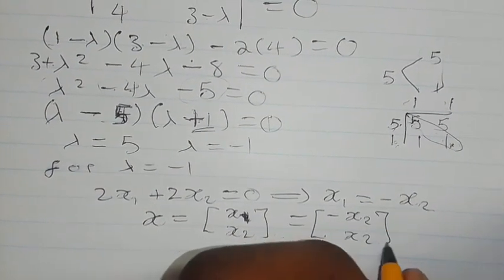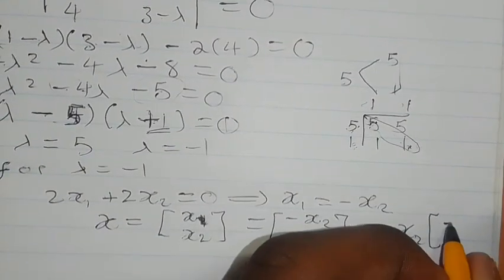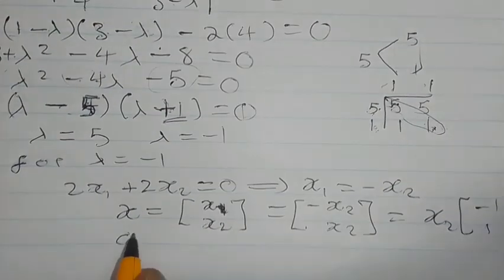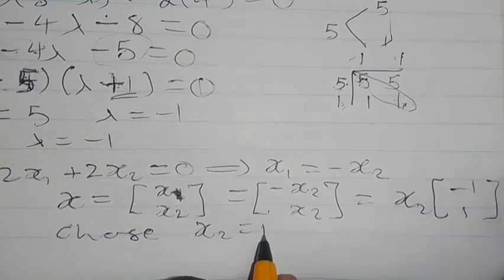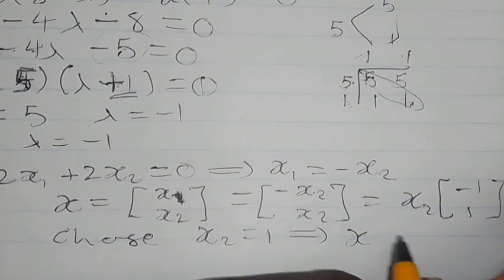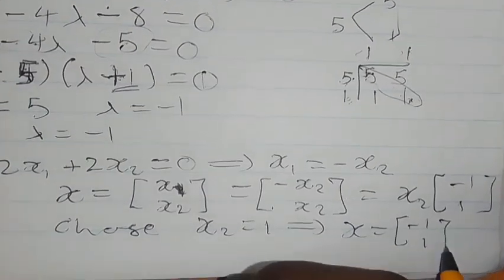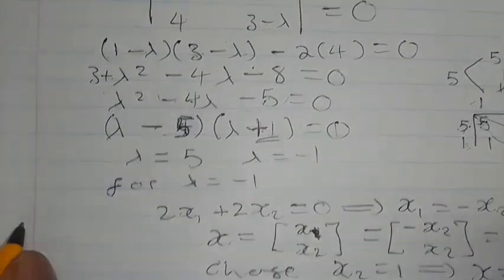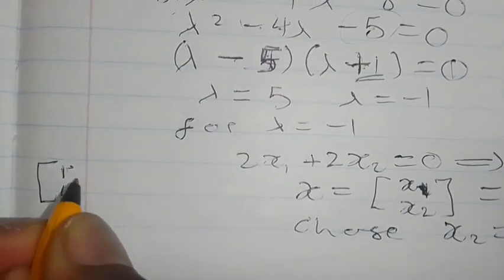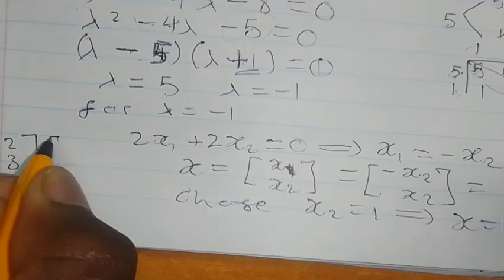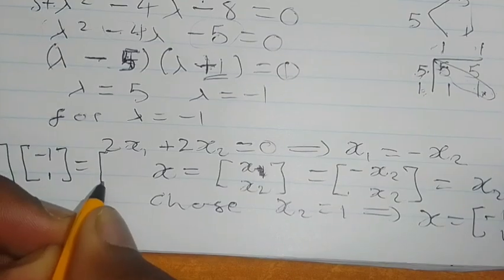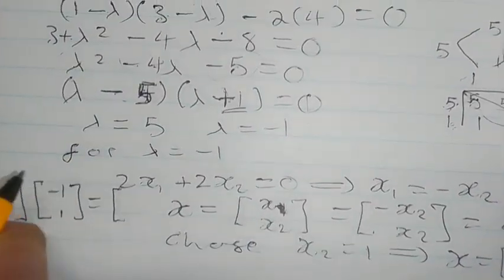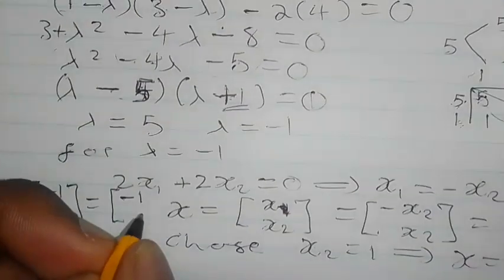And then we have x2, and we can factor out x2, and when we do that, we get x2 times minus 1 and 1, like that. So if we choose x2 equals 1, then we get that x is minus 1 and 1. So what this implies is that for the matrix with rows 1, 4 and 2, 3, we have the eigenvector minus 1 and 1 for the eigenvalue of minus 1, which you multiply by x to give you minus x.